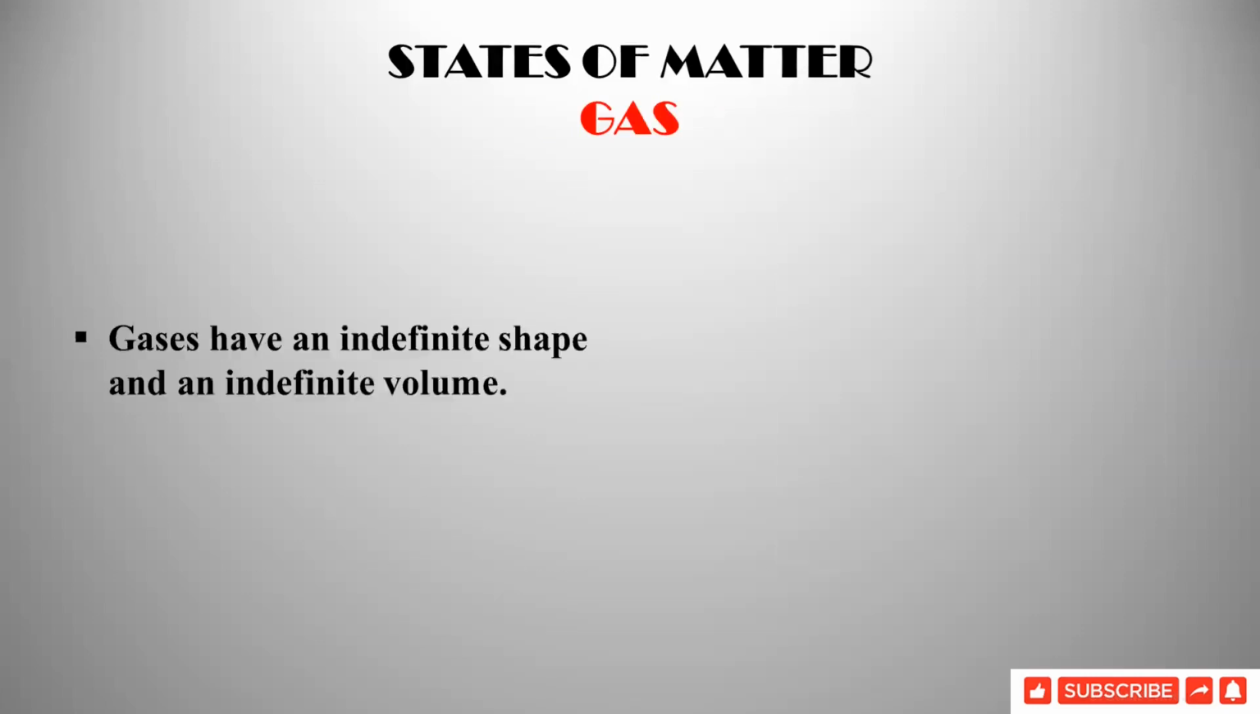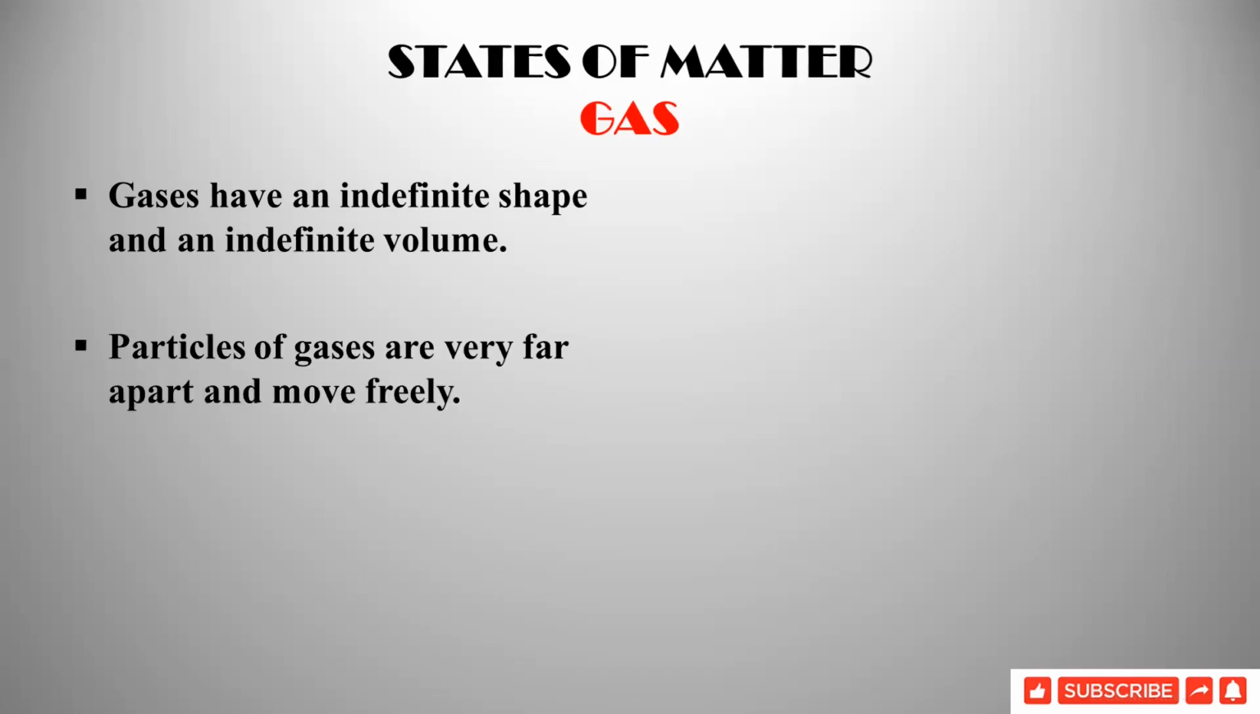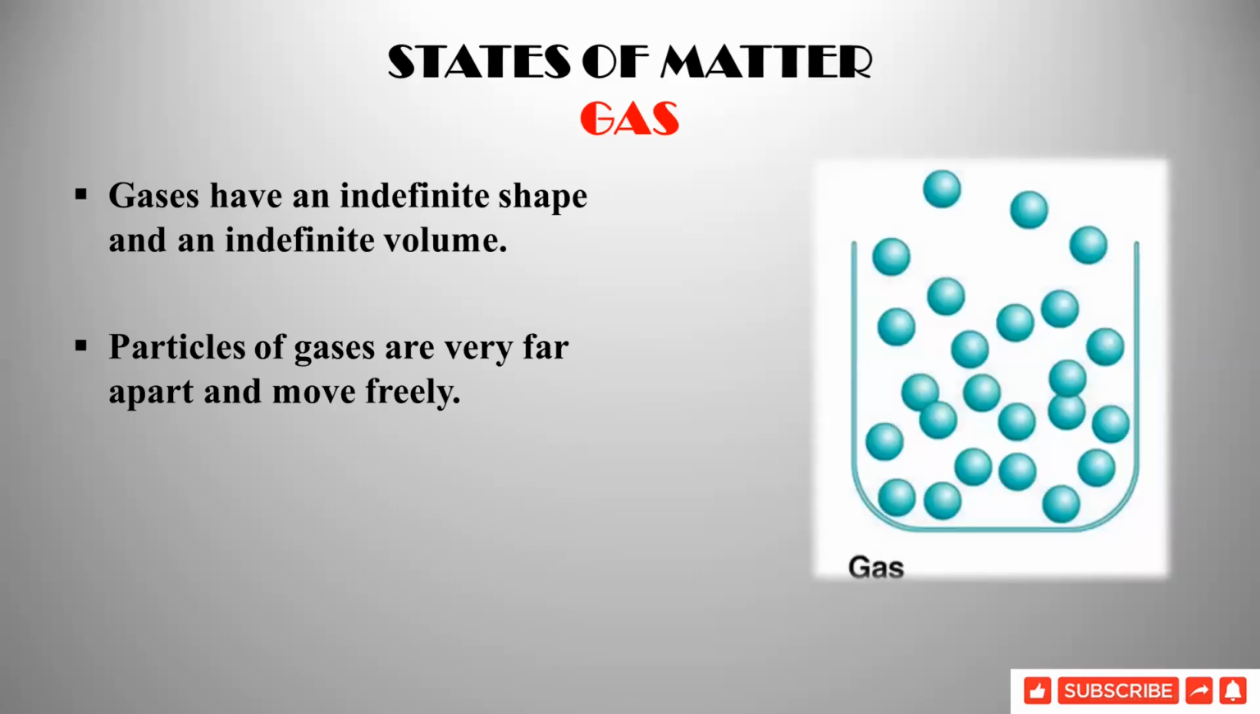Now gas. Gases have an indefinite shape and an indefinite volume. Their particles are very far apart and move freely. A very small amount of particles are in a particular, specific volume. So they do have space, so that they move very freely from one place to the other.